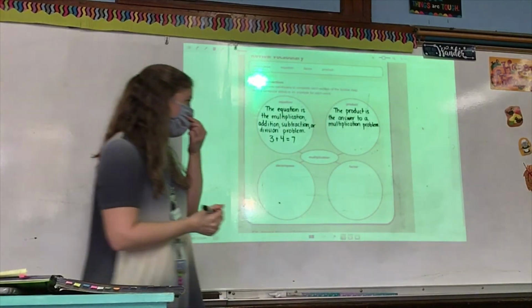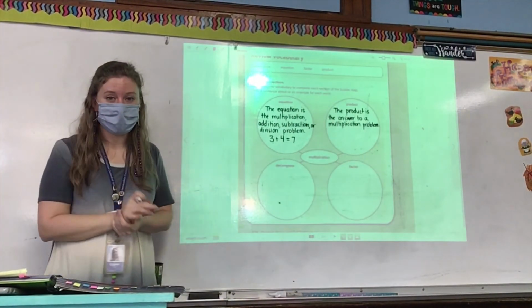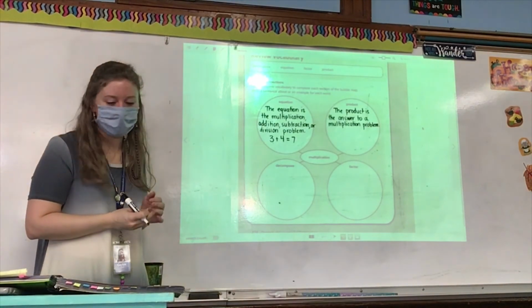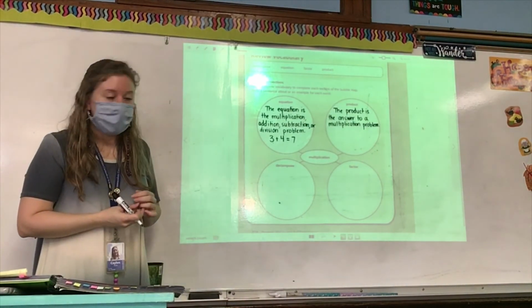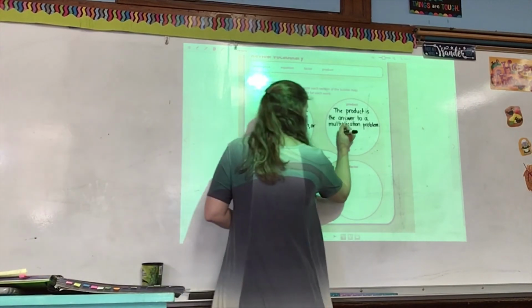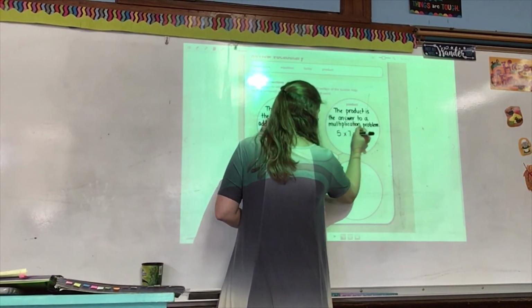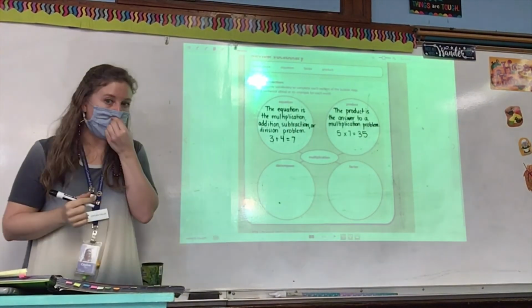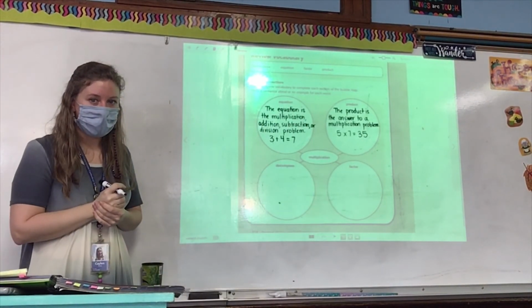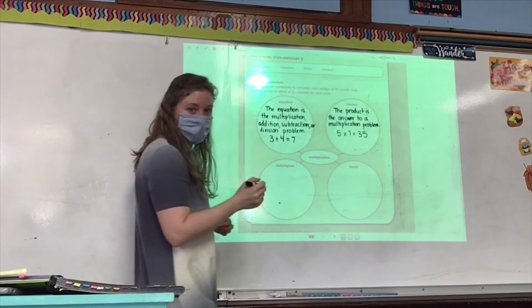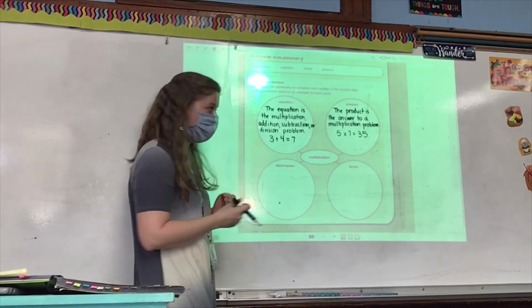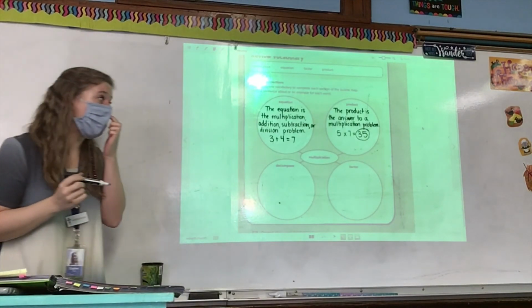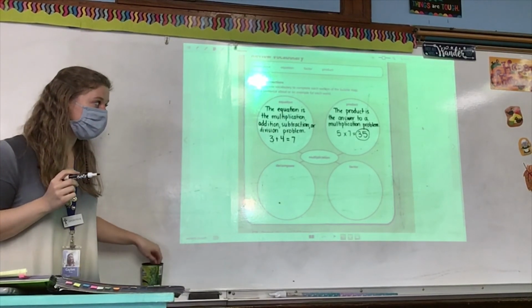Zari, can you quickly come up with an example for product? 5 times 7 equals 35. Okay, is that it? No, then you would circle your answer in your problem. Good. So I would circle that 35 because that is the product of 5 times 7.